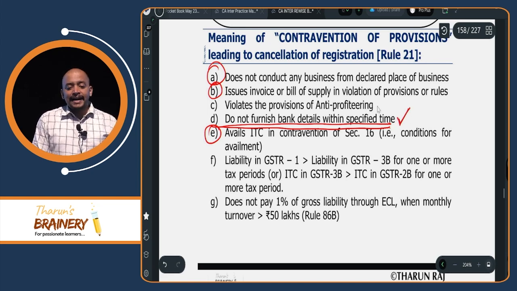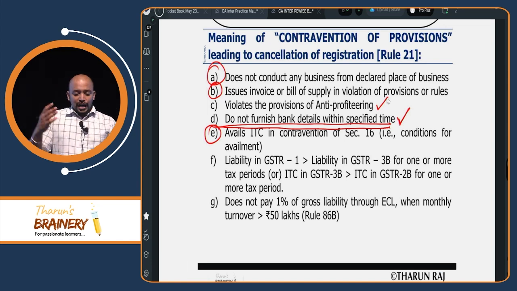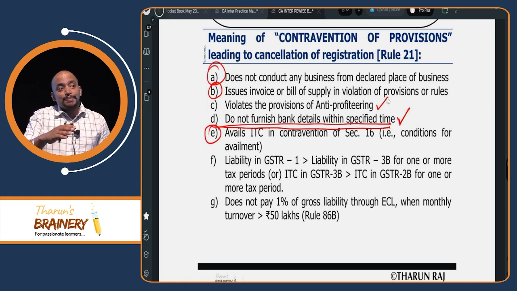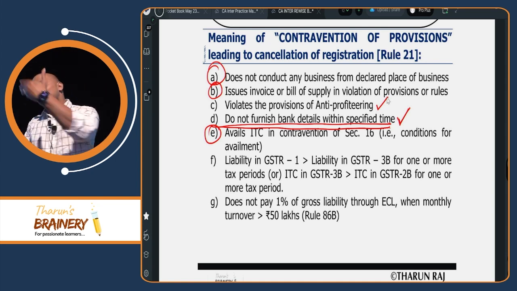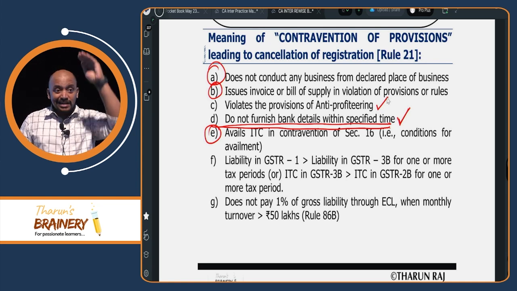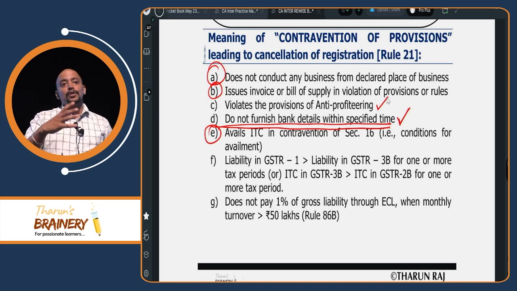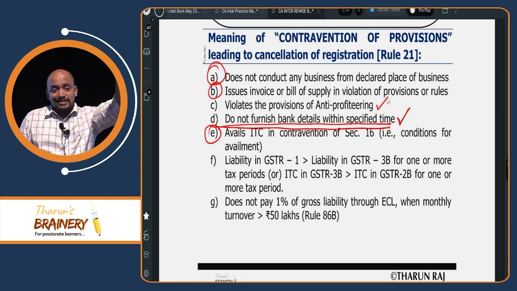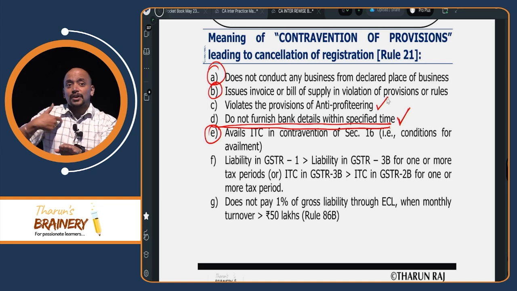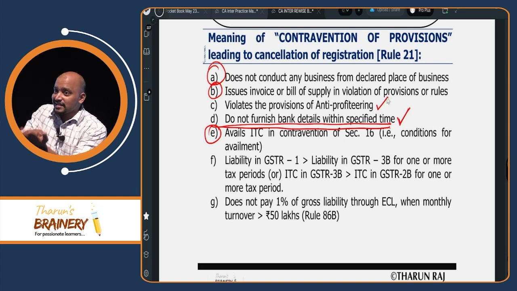Then violates anti-profiteering provisions. Anti-profiteering means whenever you try to increase your profit by not passing on the benefit to the customer. So whenever you are not passing on the benefit to the customer by way of reduction in rate of tax. Reduction in rate of tax means what? Here previously I was selling a product which was taxable at 12%. Now the product rate has come down to 5%. Means I should have reduced the price now to my customer, but I did not reduce my price. So which means I retained the same price.